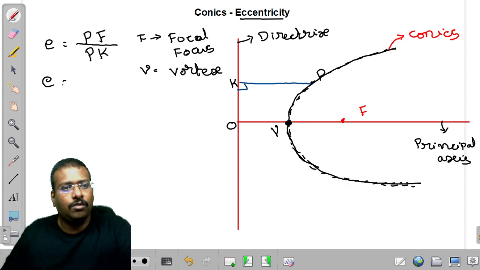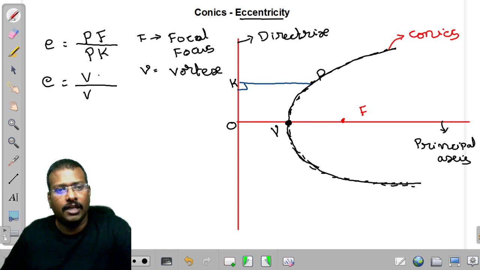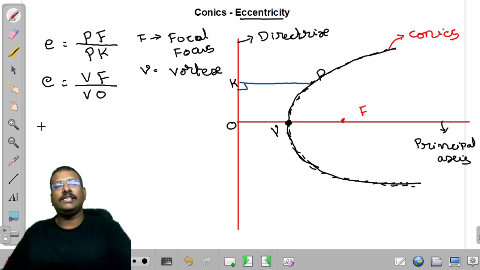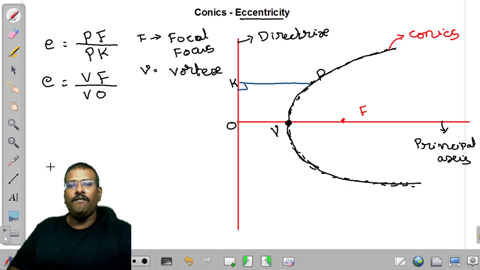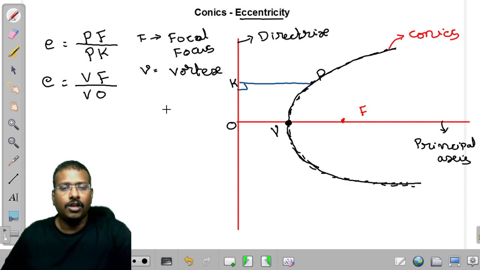Therefore, E is equal to the distance of V from a fixed point, that is VF, divided by the distance of V from a fixed straight line, that is VO. So eccentricity, another formula is VF by VO. So apart from this, any other terminology we have to know?